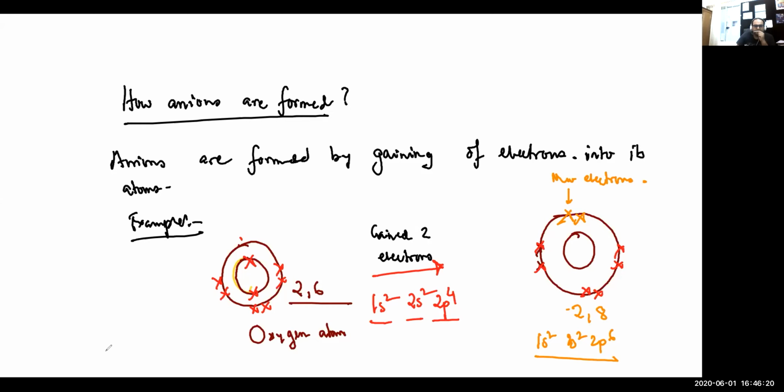So as a conclusion, we can say that non-metal atoms gain electrons to form anions.